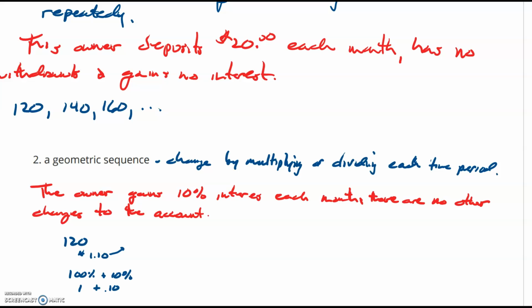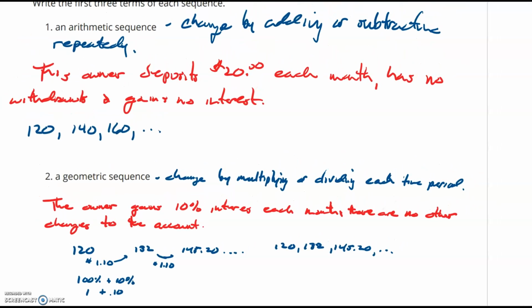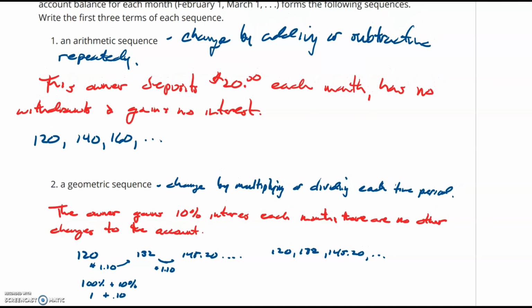And when I take 120 and multiply it by 1.10, I end up with 132. And when I take 132 and I multiply it by 1.10, I end up with 145.20, and so on. So my first three terms would be 120, 132, and 145.20, and so on. Okay, so those are just a quick reminder of what arithmetic and geometric sequences look like.